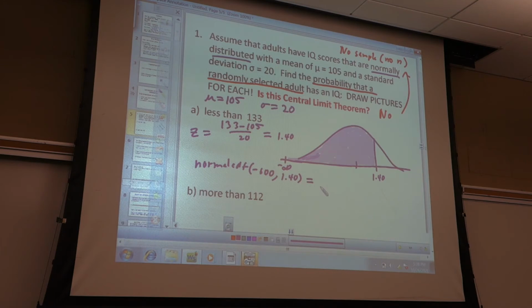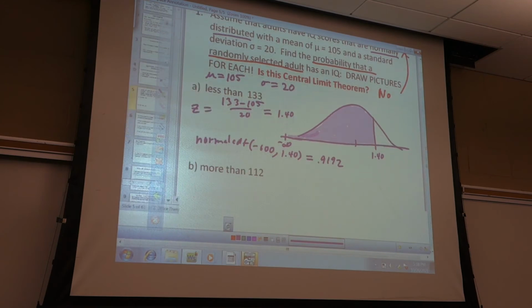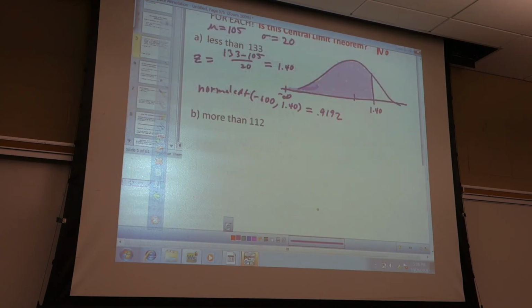What'd you get? 0.919, or I can't read my own handwriting. Something 992. I don't know. That's correct. That's what you were saying. Perfect. All right, more than 112.